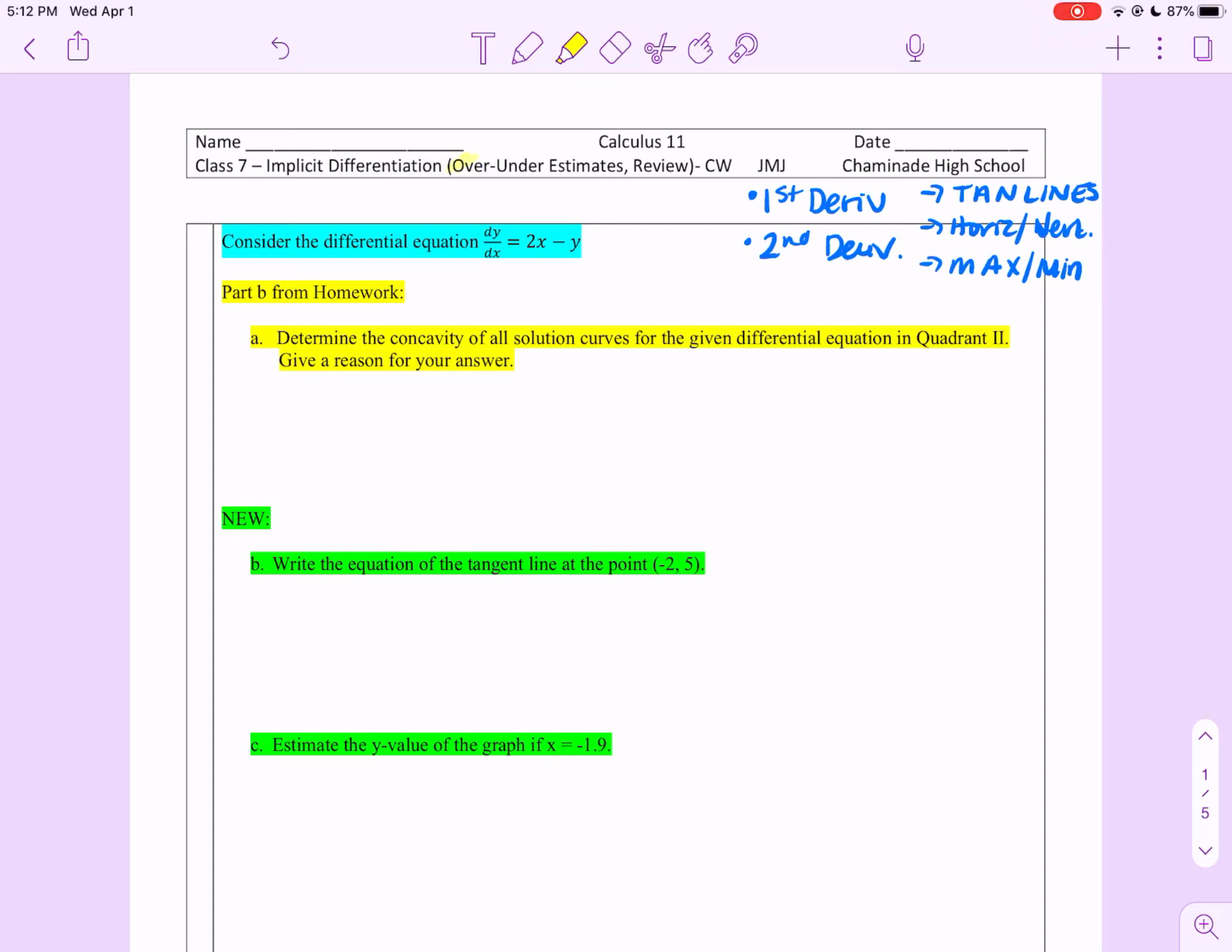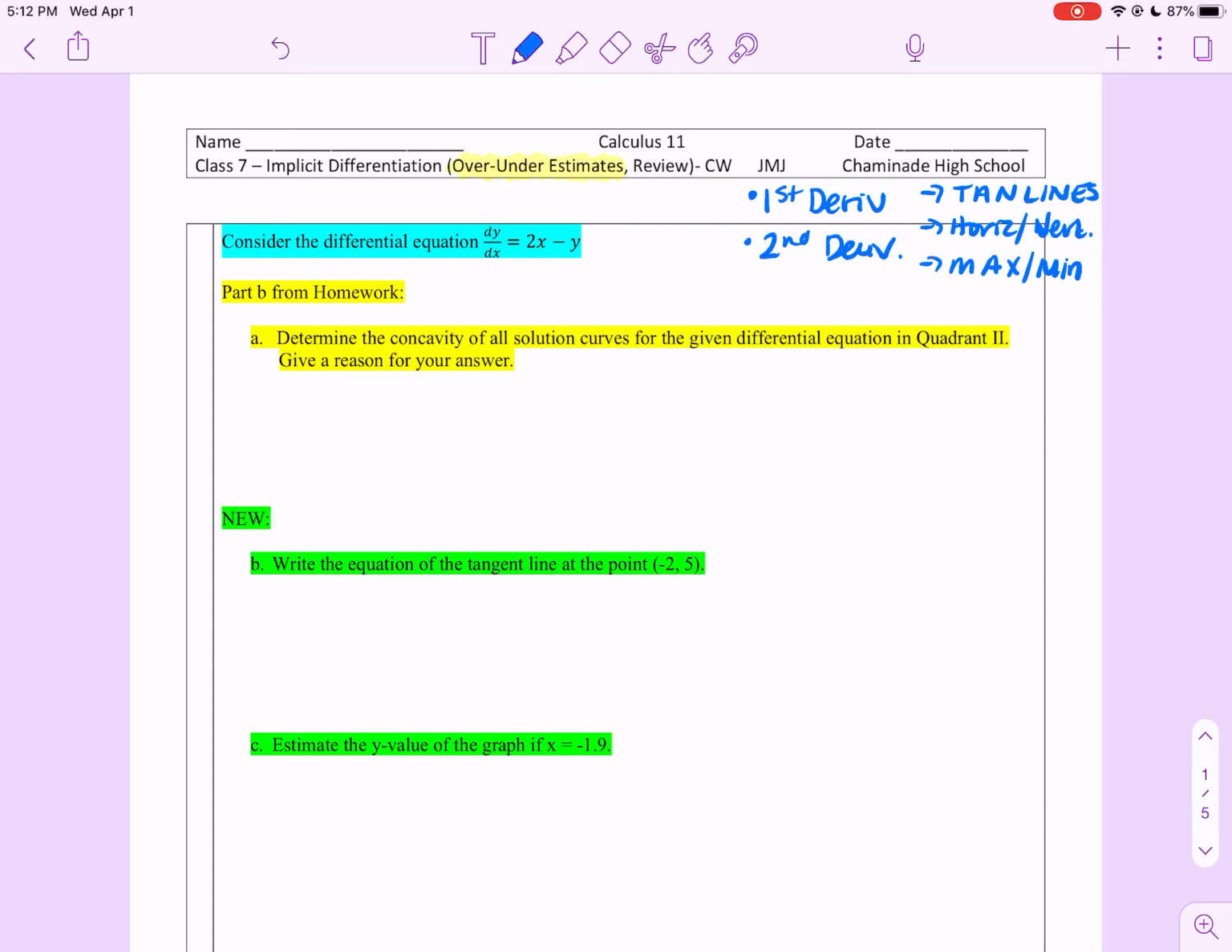And we're going to talk about whether we are finding an overestimate or an underestimate when doing linear approximation with implicit differentiation. In order to talk about over and underestimates for linear approximation with implicit differentiation, we're going to use one of the examples from the homework.